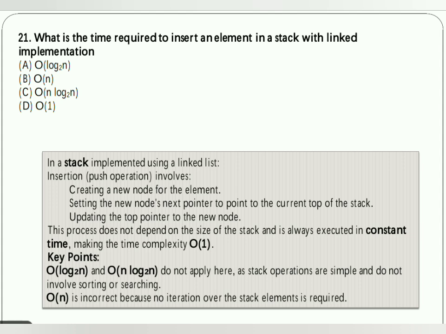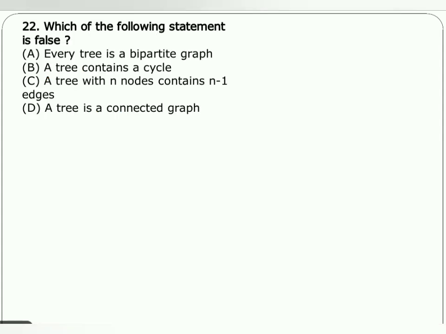Next one. Which of the following statements is false about trees? A tree contains a cycle. So a tree doesn't contain a cycle. A graph contains a cycle, but saying a tree contains a cycle is false. So option B is the false one, right?